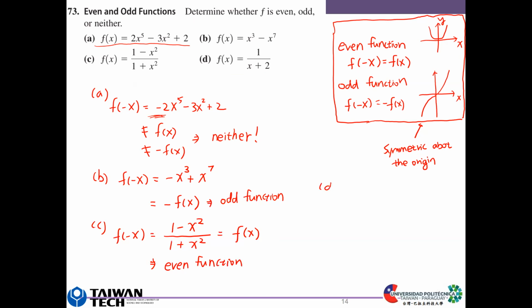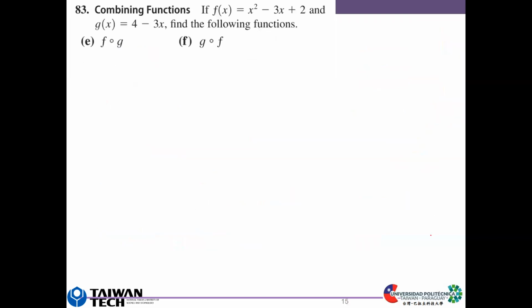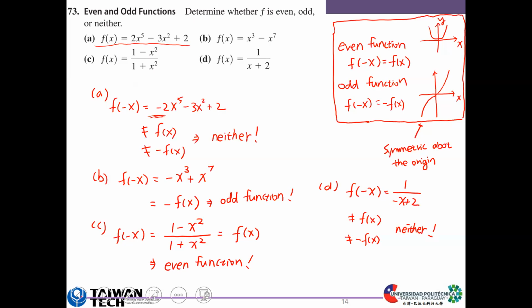And we look at problem D, f(-x) equals 1 minus x plus 2. So it is not equal to f(x), and this is not equal to minus f(x). So this function is neither an even nor an odd function. Okay, so these definitions are simple. You need to know how to determine if a function is an even function or an odd function.